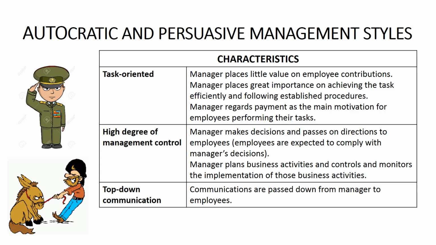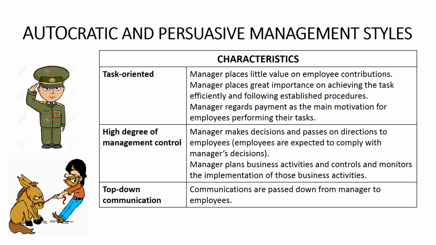Secondly, both the autocratic management style and the persuasive management style involve a high degree of management control. It is the manager who makes decisions and gives directions without any input from employees, and it is the function of the employees simply to comply with, that is, obey the manager's decisions. With these two management styles, the manager has sole responsibility for planning the activities of the business, and the manager is the one who controls and monitors the implementation of these activities.